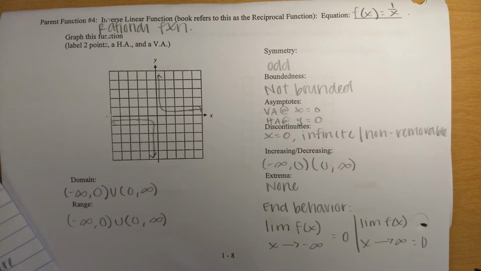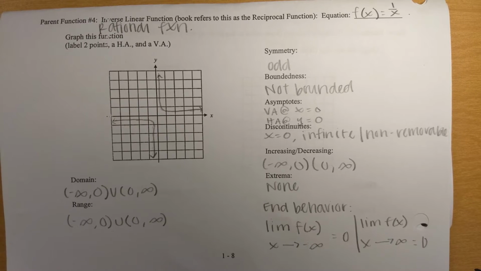The symmetry of this function is odd because when you plug in the opposite of x, which is negative x, the value of the function changes. This function is not bounded because the arrows go in both directions. The vertical asymptote is x equals 0. This is because when you set the denominator equal to 0, you get x equals 0, which makes the vertical asymptote x equals 0. And then the horizontal asymptote is y equals 0 because the degree is bigger on the bottom, which makes the asymptote y equals 0.